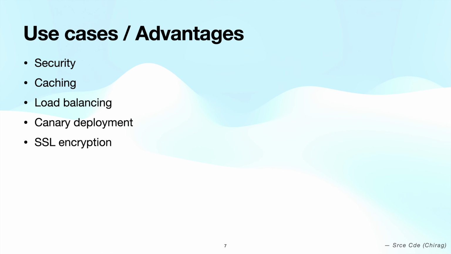And then finally we have SSL encryption. Now as we know, encryption and decryption is a computationally expensive task for the origin server. Hence, a proxy server can be configured to decrypt the incoming client traffic and encrypt the outgoing responses to free up the origin server resources.